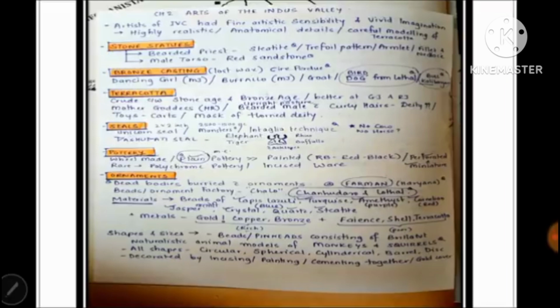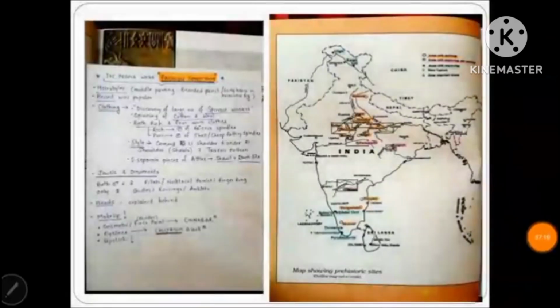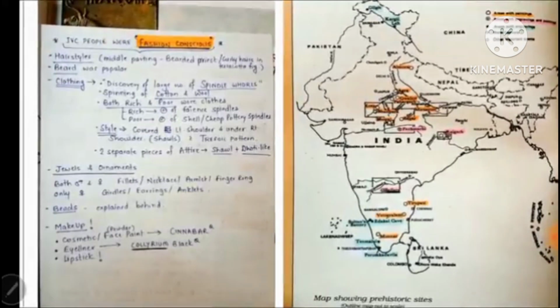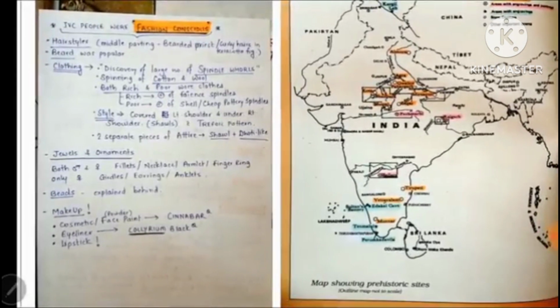This is chapter 2 again. The Indus Valley civilization people were fashion conscious, and there are points given in favor of this. I remember there were certain questions in the practice tests, not in the main prelims, but they were from these points. So I think these can be potential MCQs in the future. So just have a look and remember the important points.